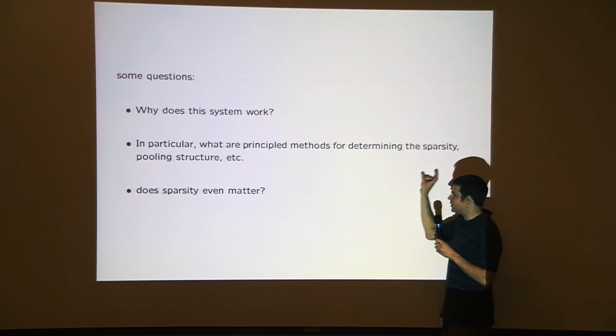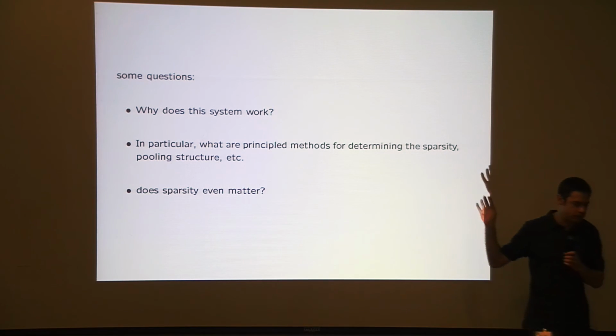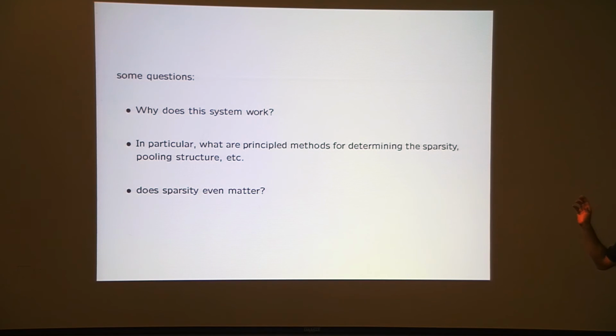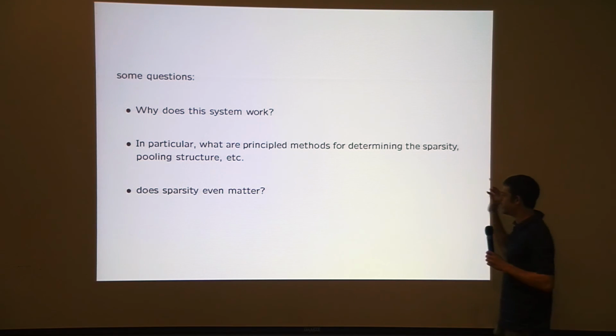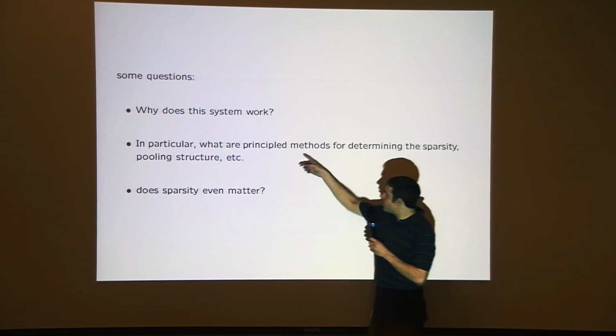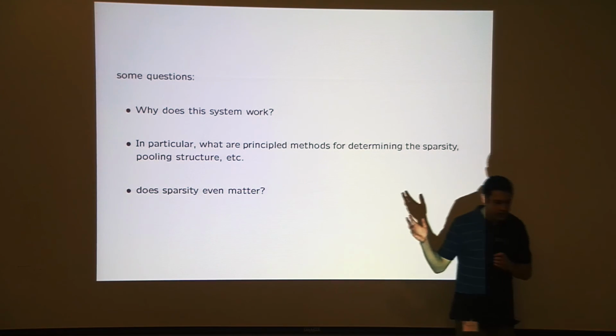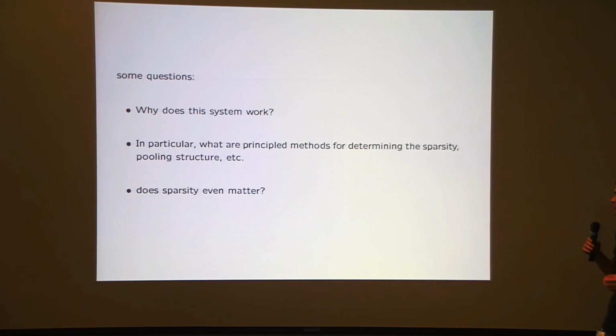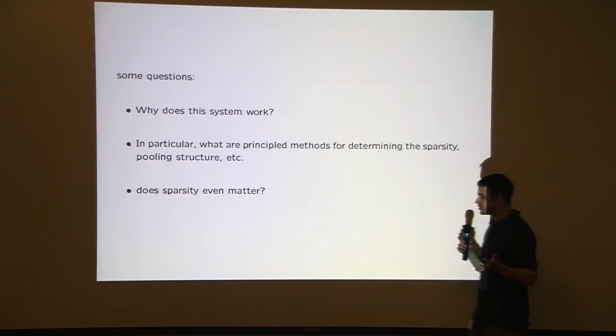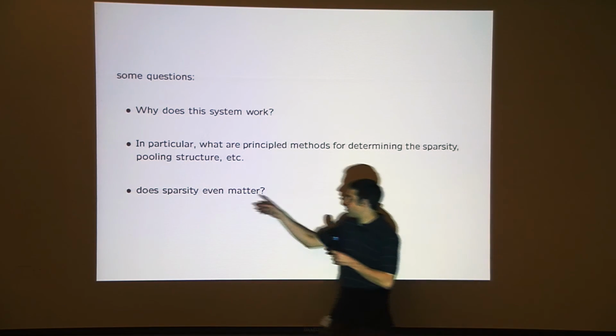Again, there's a reference that should be here, which is Elon Burrows' paper in CVPR of 2010, where there are some principled methods for determining the sparsity, but really it's not well understood. It's not really well understood what kind of dictionary you should have. And so the question is, does sparsity even matter?